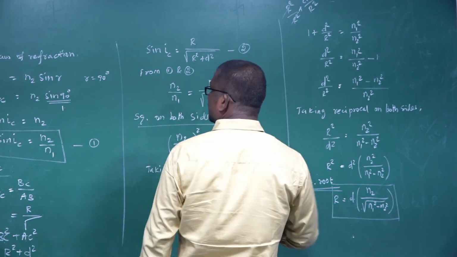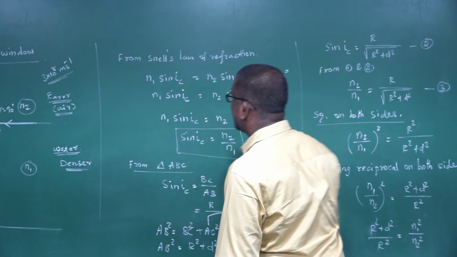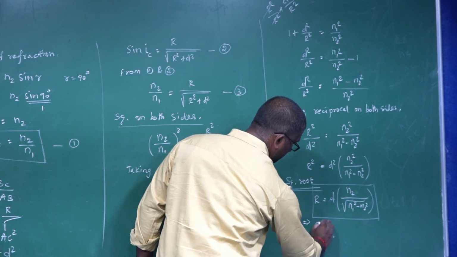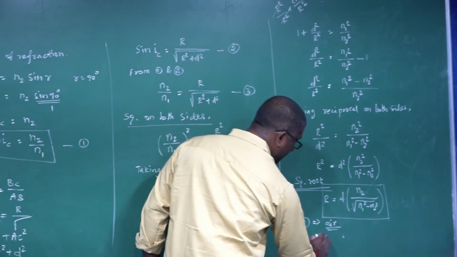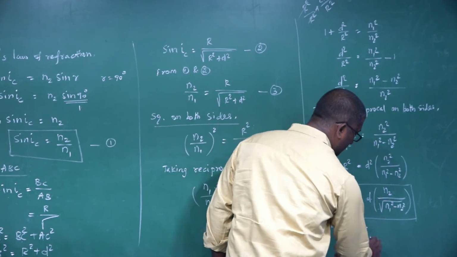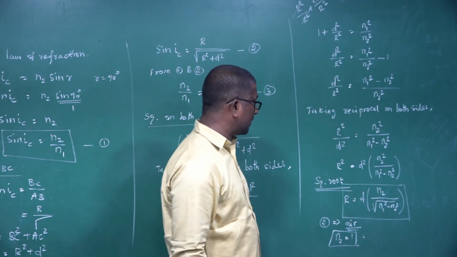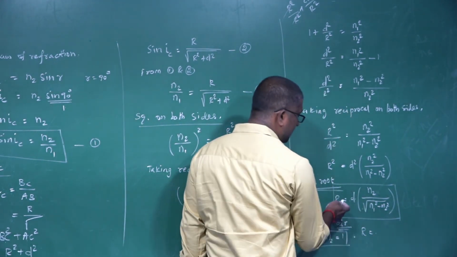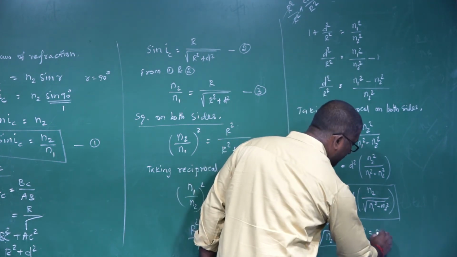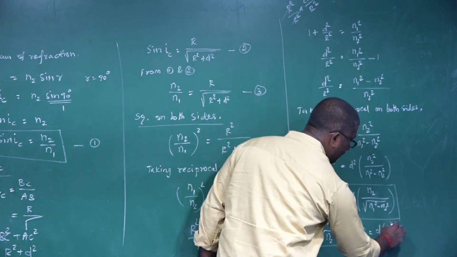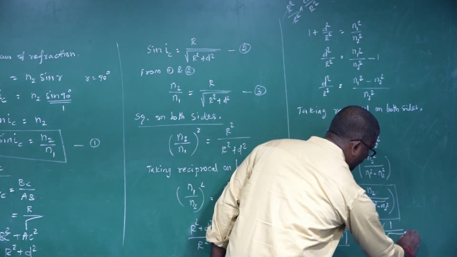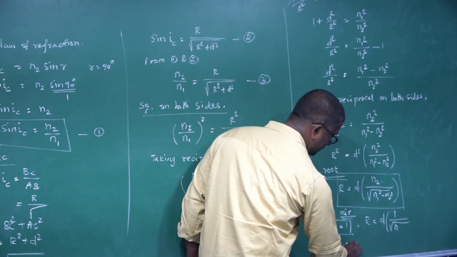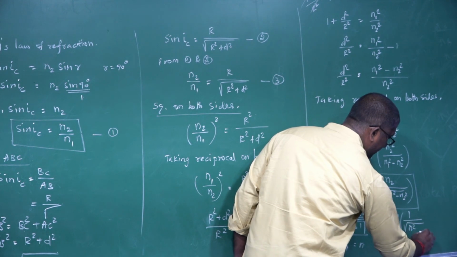Suppose the second medium is air. For air, the refractive index value is 1. Substitute n2 equal to 1 in this equation. Then the radius of Snell's window becomes r is equal to d times 1 divided by square root of n1 square minus 1, where n1 is taken as n.